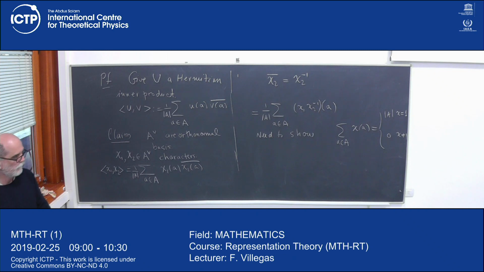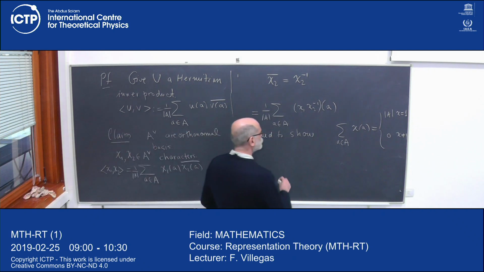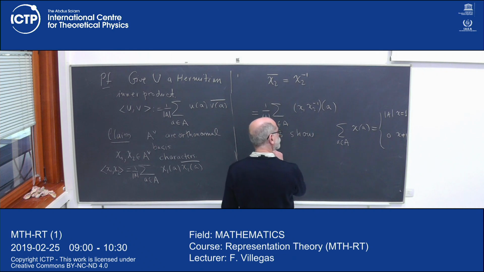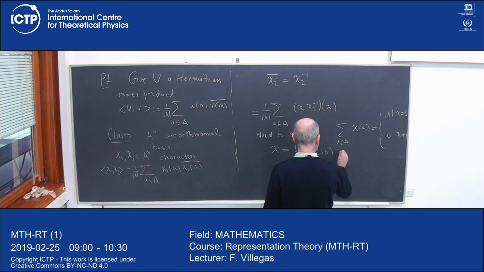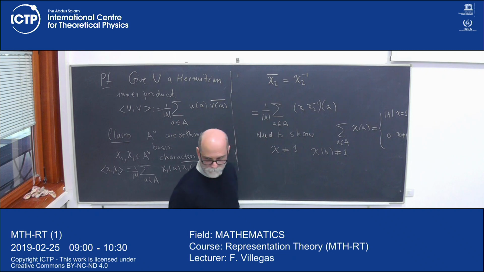Okay, one other way is to multiply by chi of b for some b, and then sum, and the sum would range over all values again. Yeah, I think that's a little more straightforward. So if chi is not equal to 1, then that means that there is a b such that chi of b is not equal to 1.